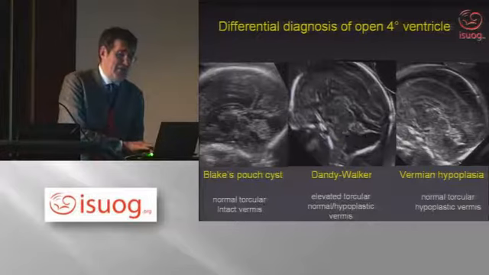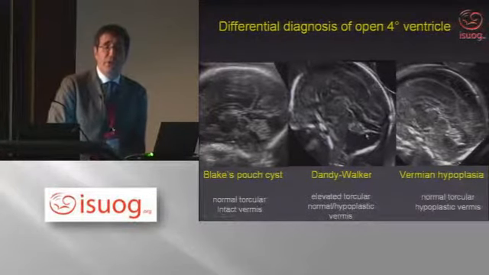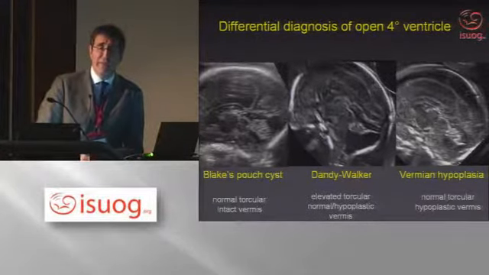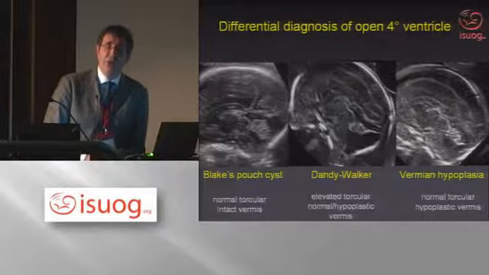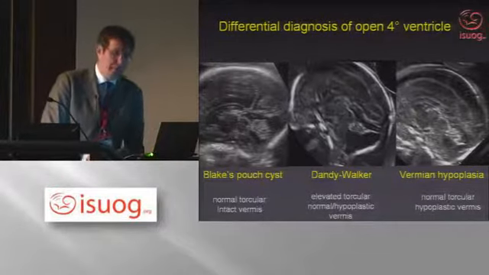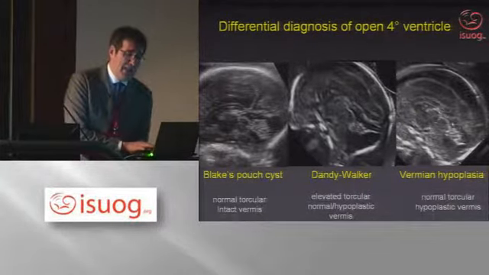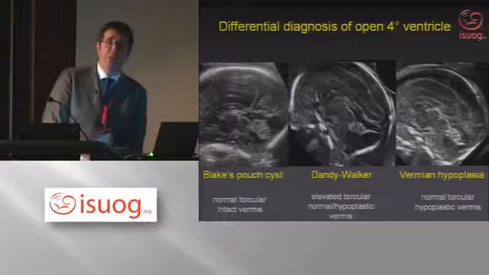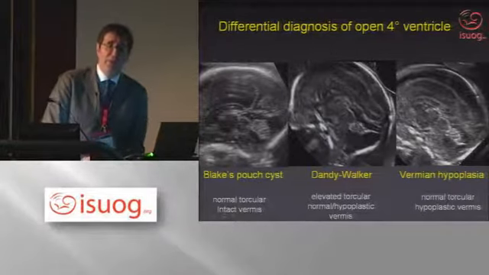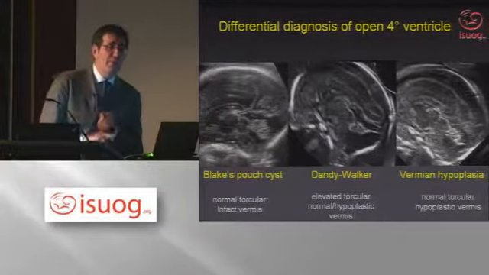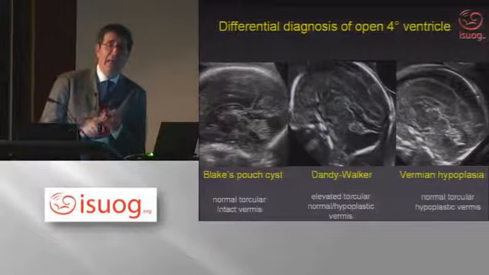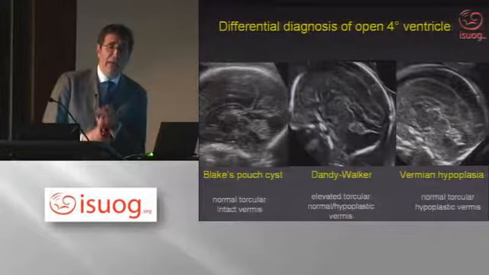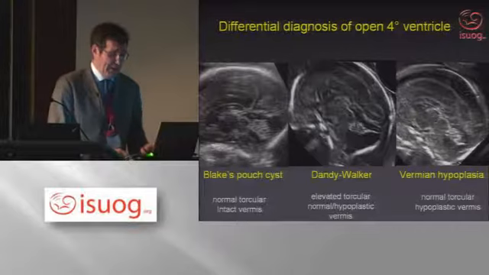Then the Dandy-Walker malformation is significant upward rotation, usually more than 45 degrees, with an elevated tentorium and a displacement of the torcular. And vermian hypoplasia is a normal torcular, a normal cisterna magna, but a very small hypoplastic vermis, which is small by biometric measurement and anatomically does not display all the landmarks that we have demonstrated to you.